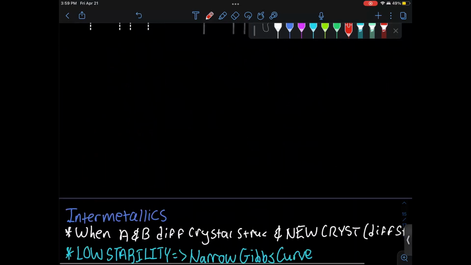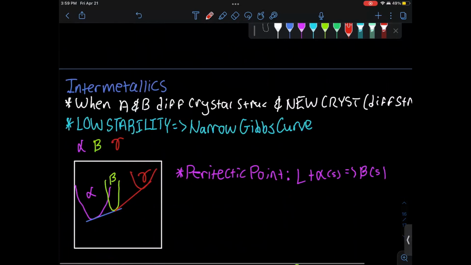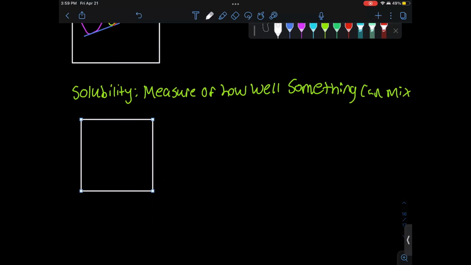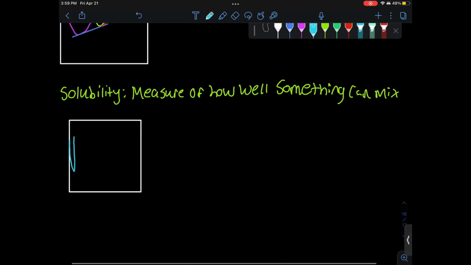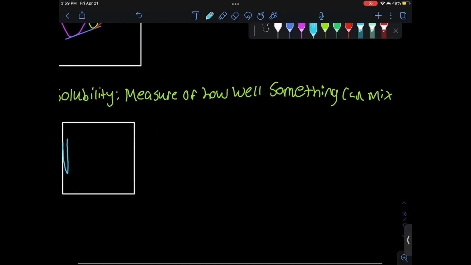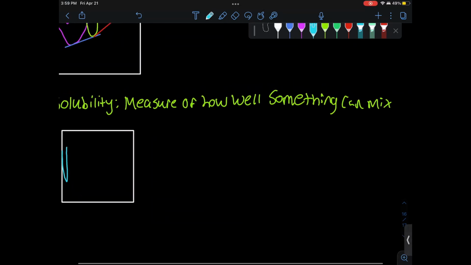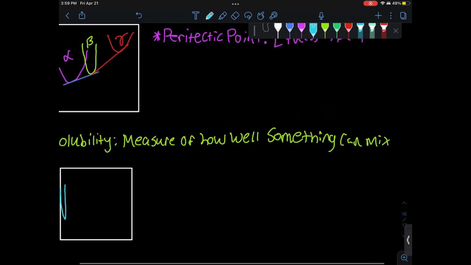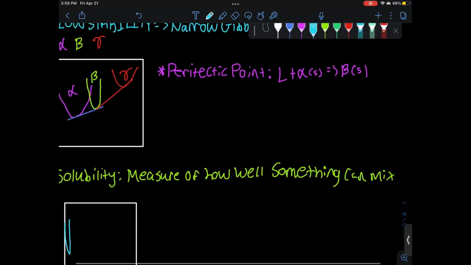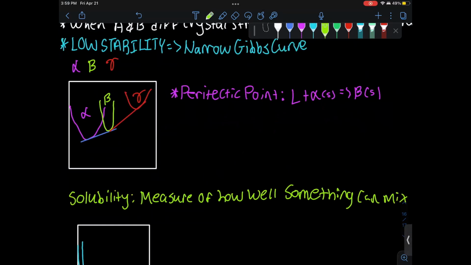In terms of Gibbs free energy curves, the more narrow my Gibbs free energy curve, the less soluble it is. So if I were to have a Gibbs free energy curve looking like this, it would be a very soluble phase. If it looked like this, it would be a very non-soluble phase, which means I can't have a lot of B in it. So with that, what do we say about intermetallics? Well, it can be said that they are not very soluble.